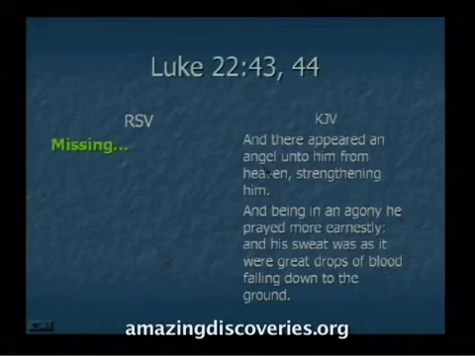Luke chapter 22, verse 43 and 44. Gone. You won't find it in the RSV. And there appeared an angel unto him from heaven, strengthening him. And being in an agony, he prayed more earnestly, and his sweat was, as it were, great drops of blood falling to the ground. Why do you think they removed that text?